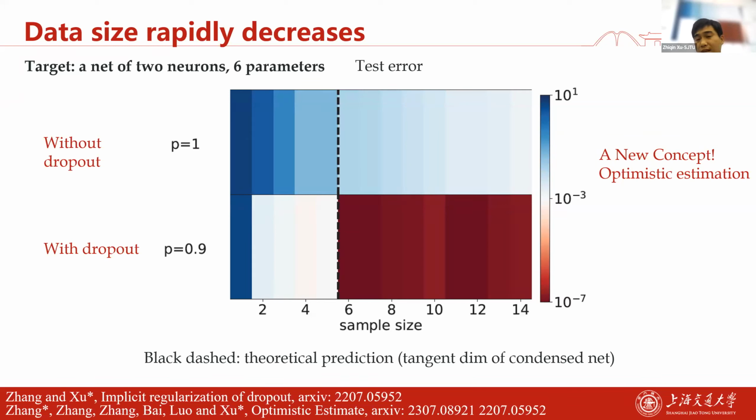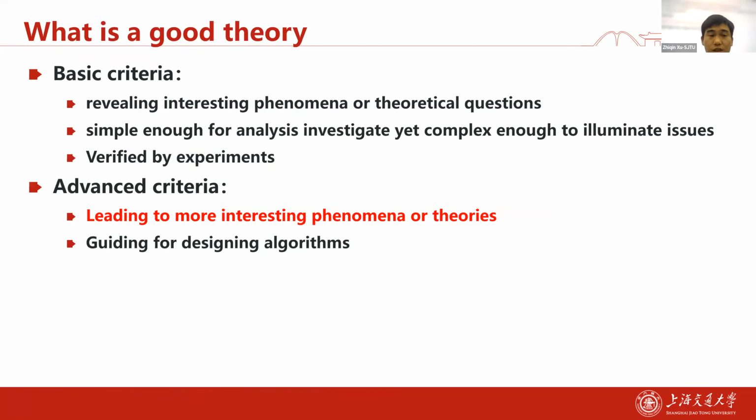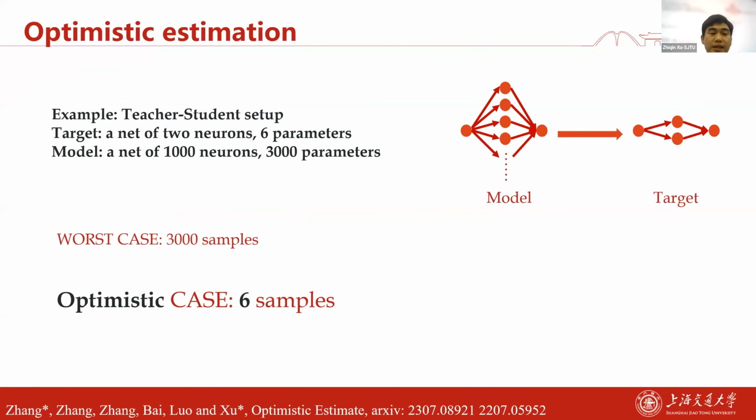Okay, so this helps us to consider a new concept. Previously, we always considered the worst case: we have m parameters, we need m samples. We never considered the target function. Just as I have mentioned, a good theory should lead to more interesting phenomena or theory. In this case, from our experiments and our condensation study, we extend the worst case estimation of the samples needed for good generalization to another perspective. That is, what is the optimistic case to recover an exact function? Previously, maybe we worried that although you have this optimistic estimation, can we get it?